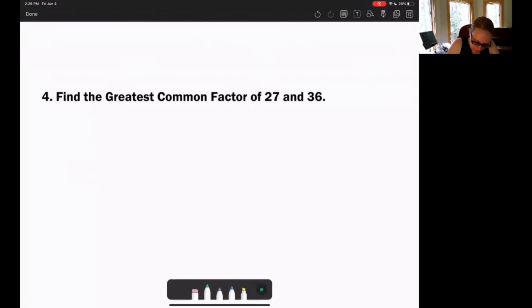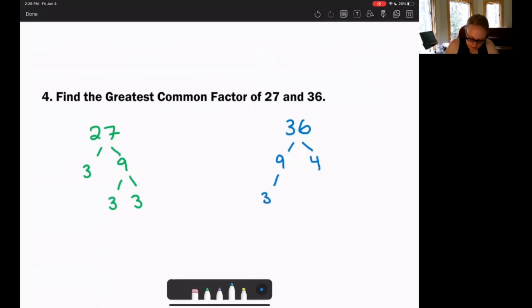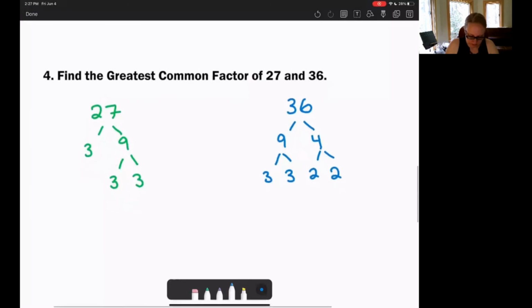So what we're going to do is we're going to write down both of those numbers. So we've got 27 and 36 over here. And once again, we're going to do our factor trees. So 27 is 3 times 9. And that 9 I can break down into 3 times 3. And now I'm left with just 3's, which is prime. So we're done. 36 is 9 times 4. 9 we can break down to 3 times 3, and 4 is 2 times 2. And now we're left with just 3's and 2's, which are prime numbers, so we're done.